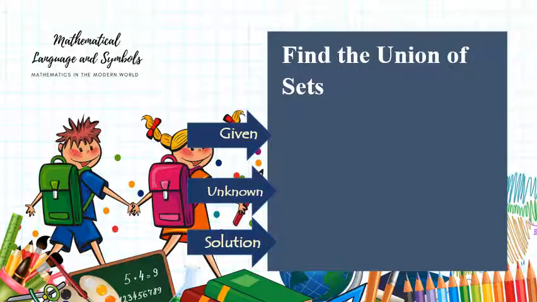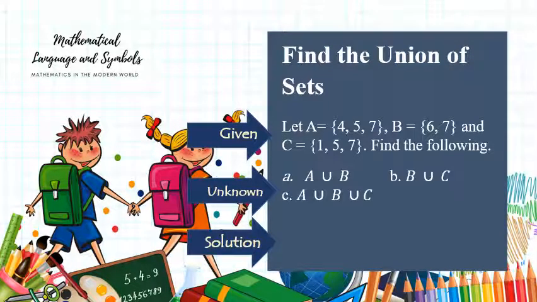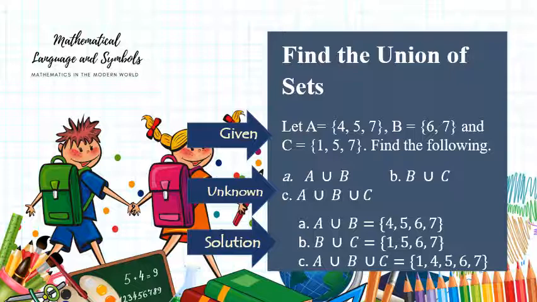Find the union of sets. Let's have this given. Let A equals {4, 5, 7}, B equals {6, 7}, and C equals {1, 5, 7}. Find the following: A ∪ B, B ∪ C, and A ∪ B ∪ C. So for the solution, we have A ∪ B equals {4, 5, 6, 7}. We don't need to write 7 two times, because in the rule of sets, when we combine sets, it should be written once only, enumerated once.